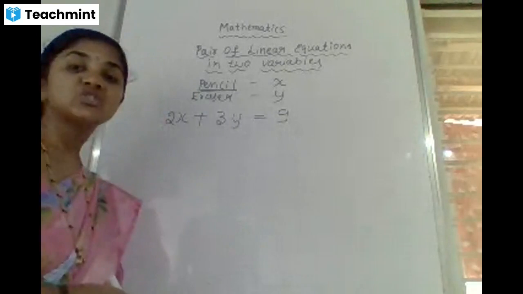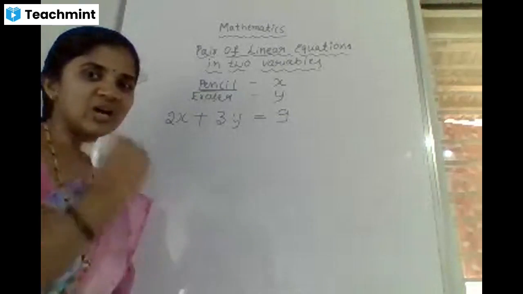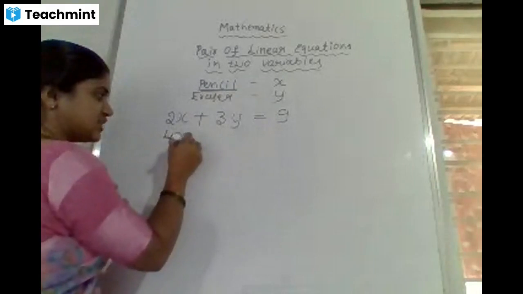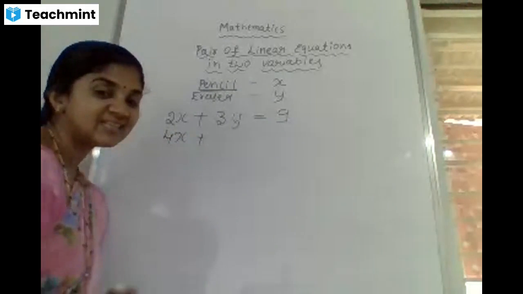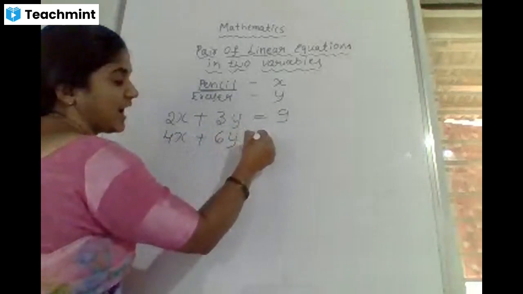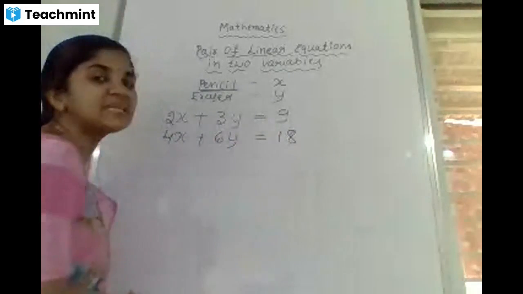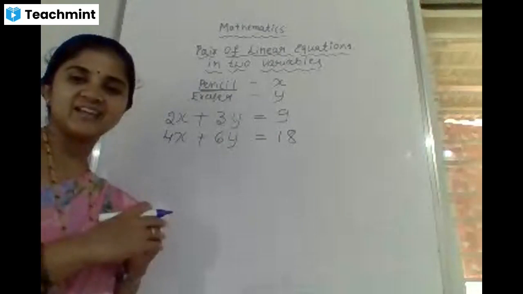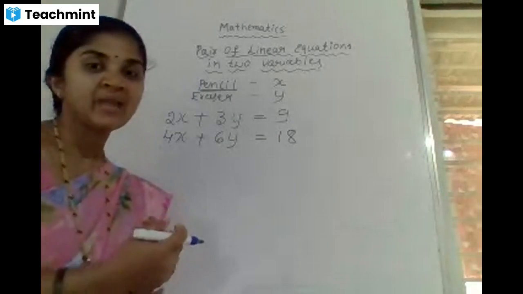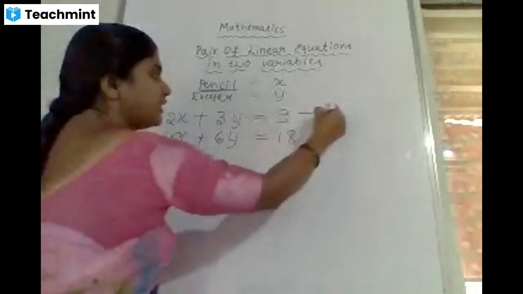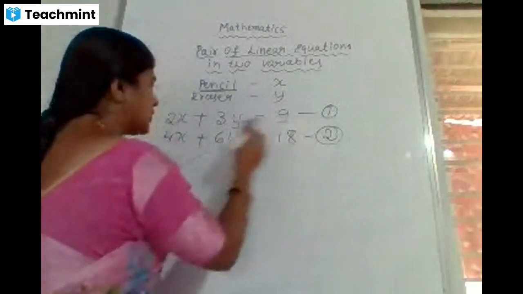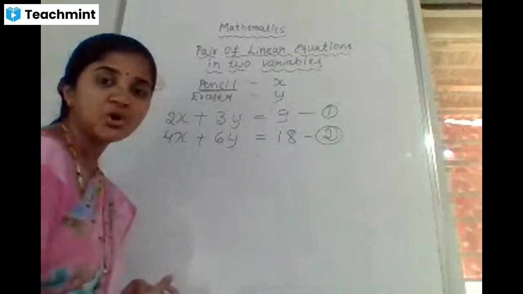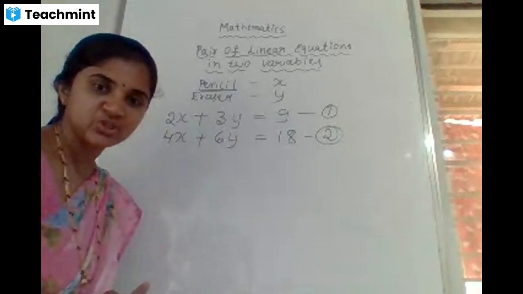And Romila's friend Sonali. Now we have to take Sonali's case. Sonali purchased 4 pencils, that is 4x, and 6 erasers, that is 6y, for rupees 18. Very simple statement, you can easily express this into an algebraic expression. Now we got two equations: 2x plus 3y is equal to 9, and 4x plus 6y is equal to 18. Got the idea of these two situations?